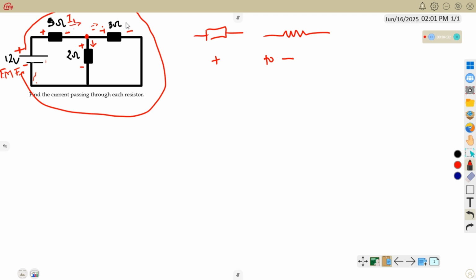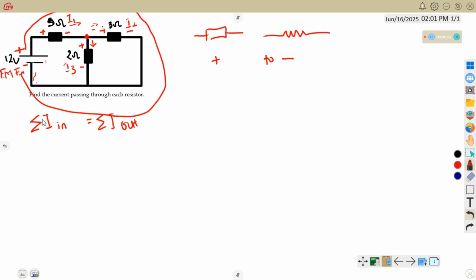Let us now say that the current flowing through the 3 ohm resistor is I2, and the current flowing through the 2 ohm resistor is I3. Now I've established this fact. From the law, the total sum of current coming into the junction is equal to the total sum of current going out of the junction. That's basically what this means.